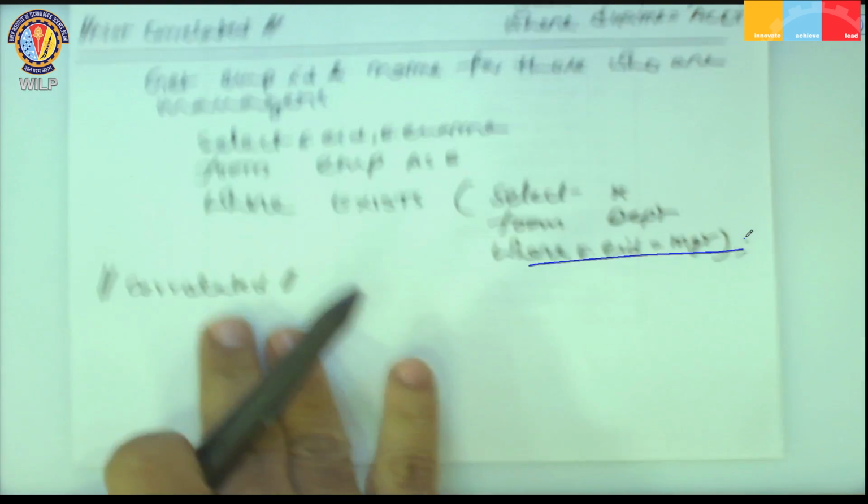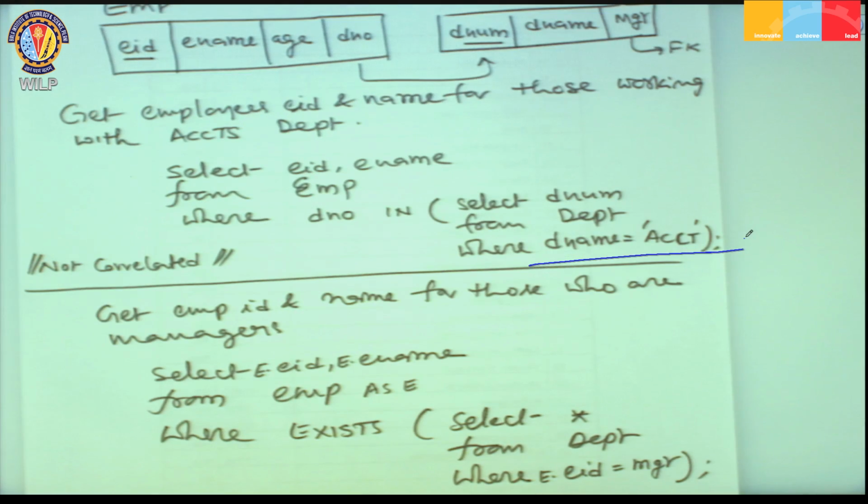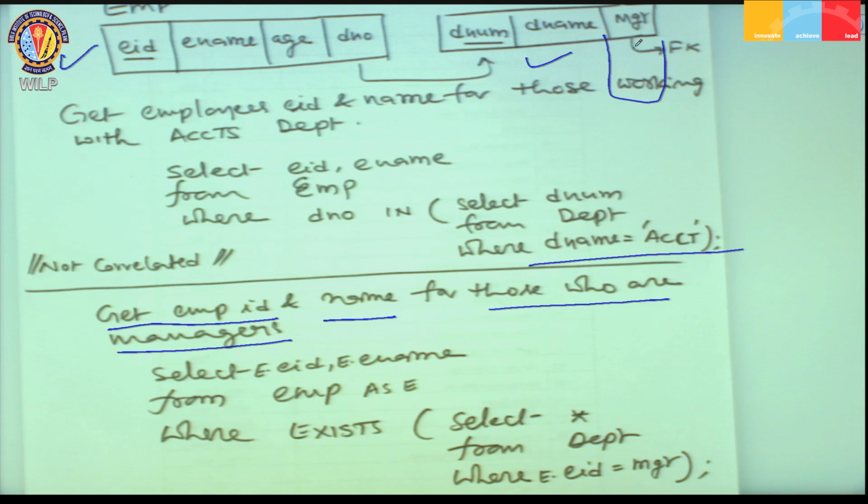Sometimes I may need to write a correlated nested query. Again, the same employee table and then department table with the same structure. Now the requirement is slightly different. Get employee ID and name for those employees who are managers. Okay, how can I know that they are managers? If he is a manager, the value of employee ID will be there under the column MGR in the department table.